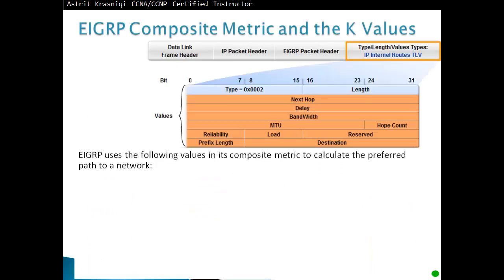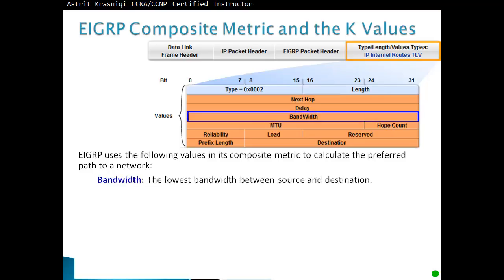So, EIGRP metrics. EIGRP uses the following values in its composite metric to calculate the preferred path to a network. We have bandwidth, and here we pick the lowest bandwidth between source and destination. Like I said, if from the source to destination it has to go from A to B at 100 Mbps, from B to C at 50 Mbps, from C to D at 100 Mbps, we ignore the highest ones. So we ignore the 100 Mbps. We pick the lowest on the path.